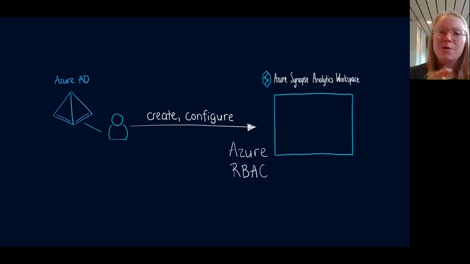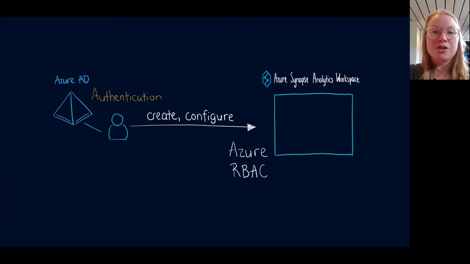But I want to point out a separation here: there are two phases when we talk about access control. The first one of these is authentication. What really happens in authentication is that the user gives their credentials, and then we check whether this person is actually who they claim to be.